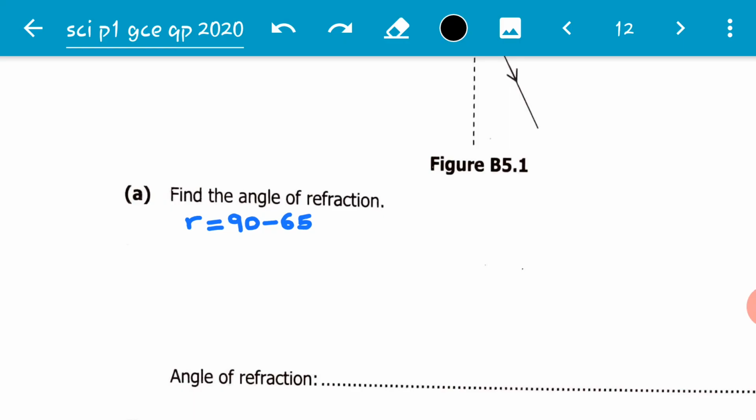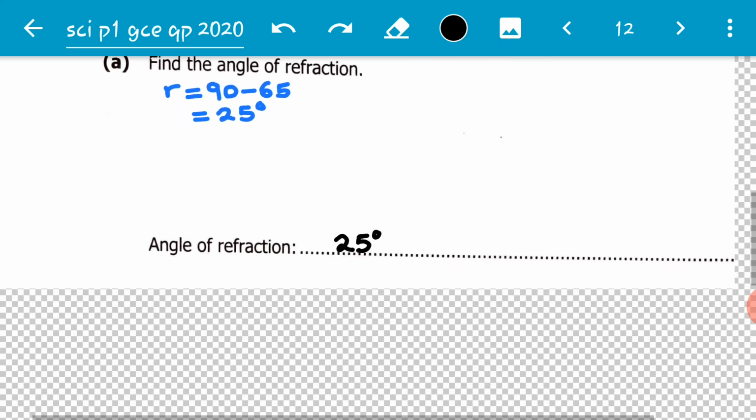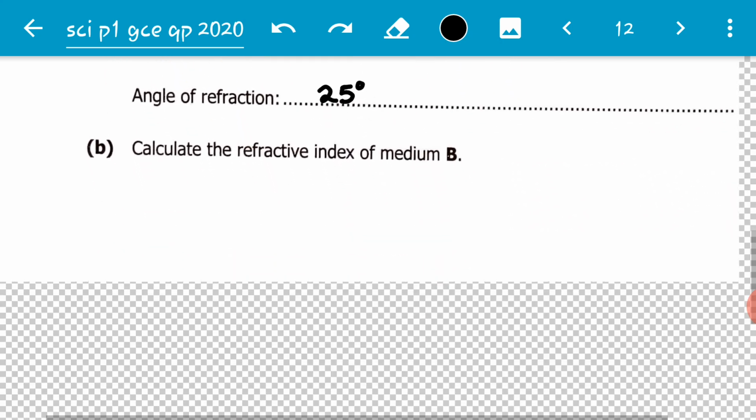Now remember, I'm writing them like this, however it should always be in our mind that these are angles, and angles are always in degrees. So what is 90 minus 65? 90 minus 65 is 25. 25 what? 25 degrees. Therefore, the angle of refraction is 25 degrees.